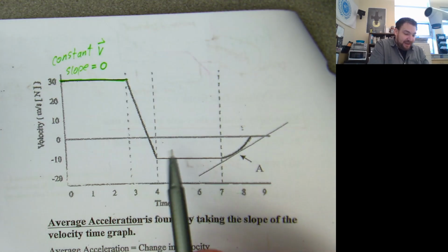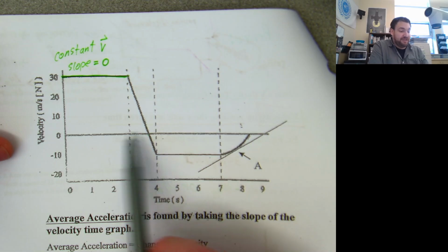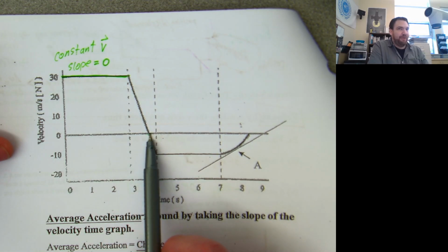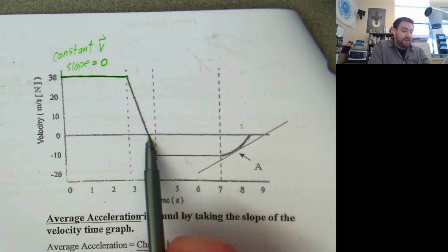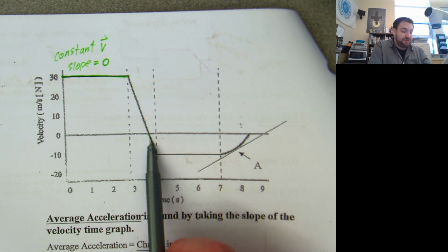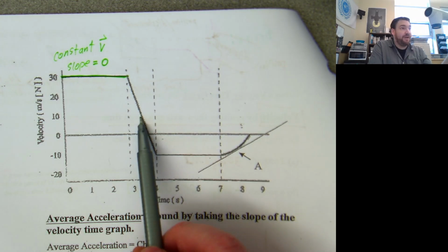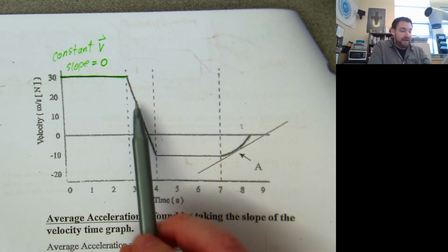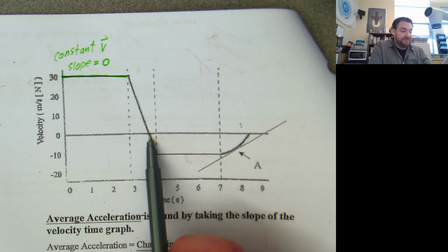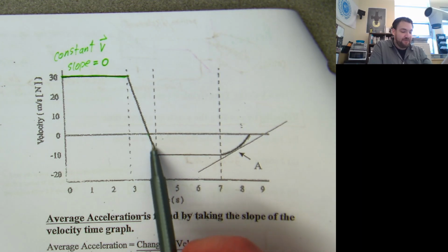At that point right there, what's our velocity? 0. So what happens at that point right there? You've stopped, and then the line continues. The slope is the same as it was before. Here we were slowing down. Here we've stopped. What happens for this little chunk of time?